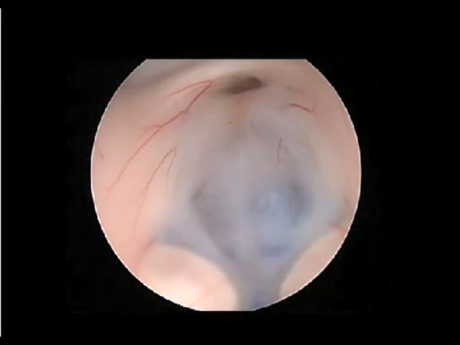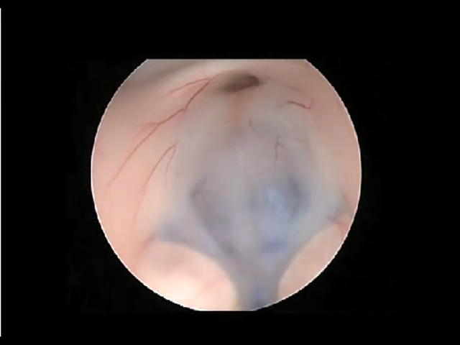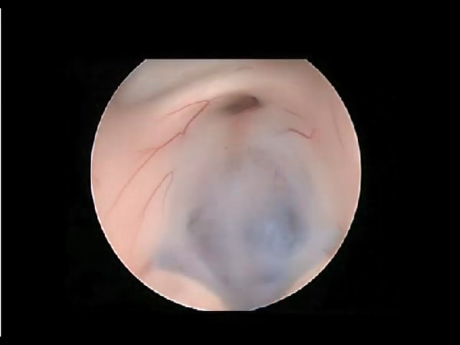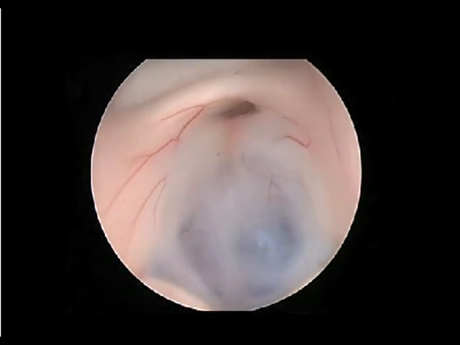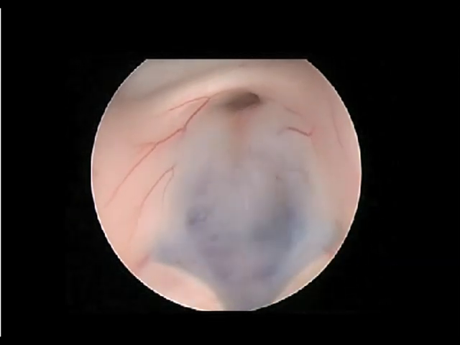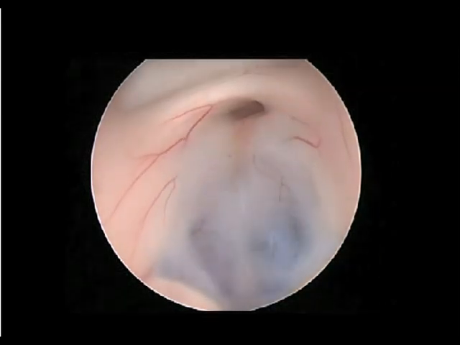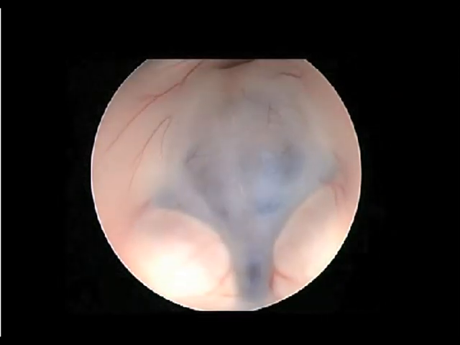Familiarity with the anatomy of the floor of the third ventricle is critical to avoid potentially devastating complications. If we follow the structures from anterior to posterior, we first see the optic chiasm at the top of the screen. Just under it, the red structure is the infundibulum, followed by the floor of the third ventricle.